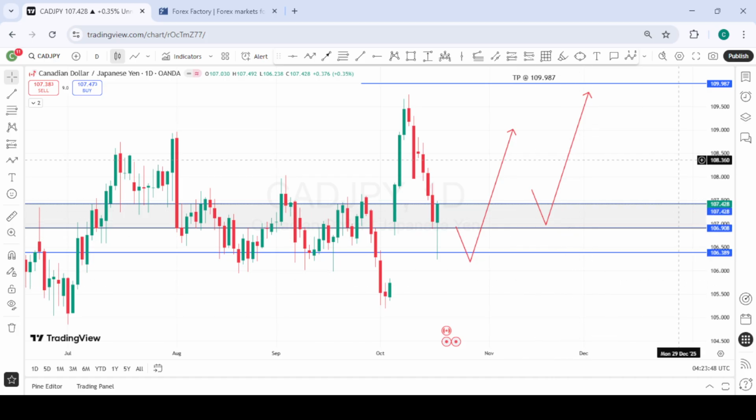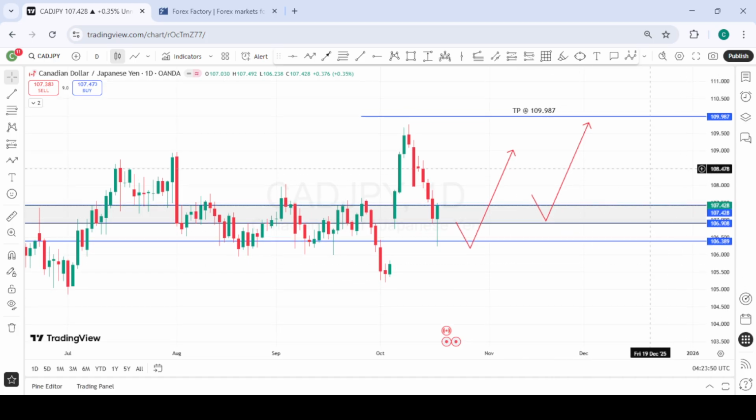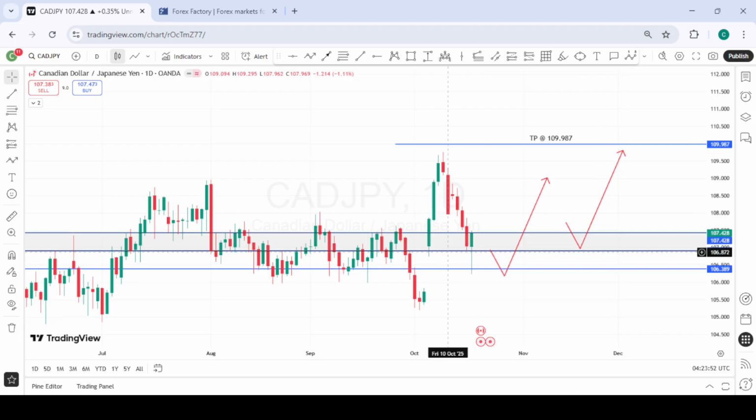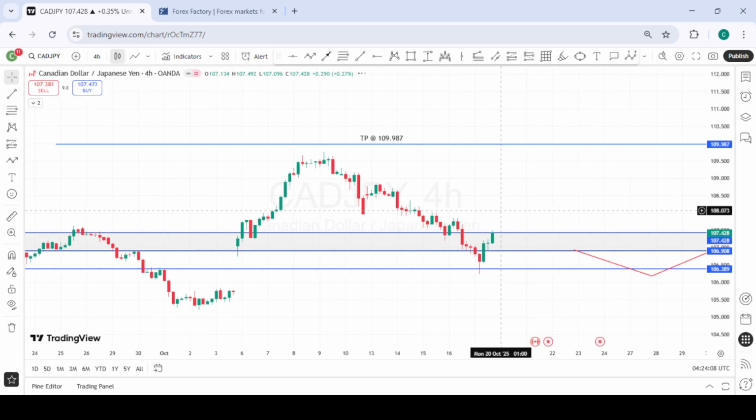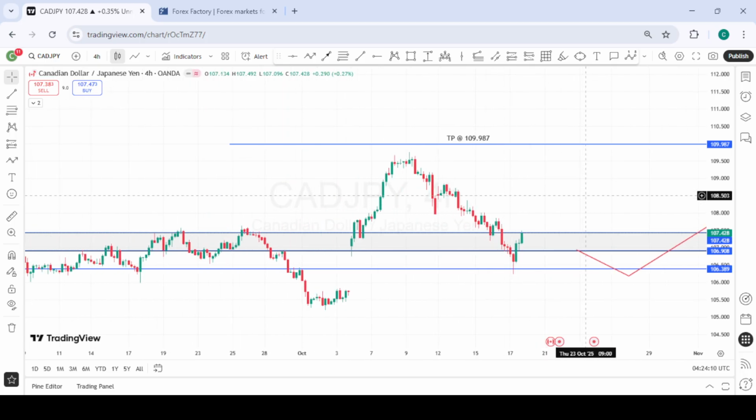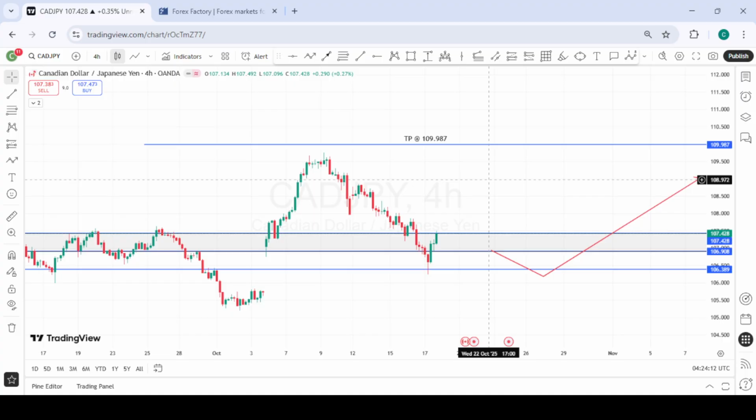We also have the CADJPY, this setup from last week, where we were expecting price to give us the very first reaction from this very first zone. Price broke it and came to the second zone as we anticipated, and gave us this strong bullish candle, which is yet to engulf the previous candle. So we'll wait for more price action to give us some certainty that we really want to buy to the upside.